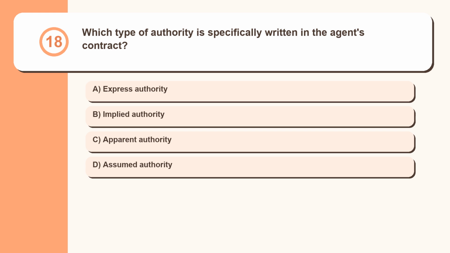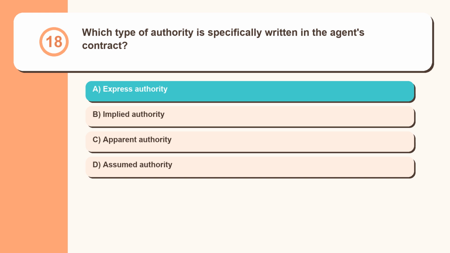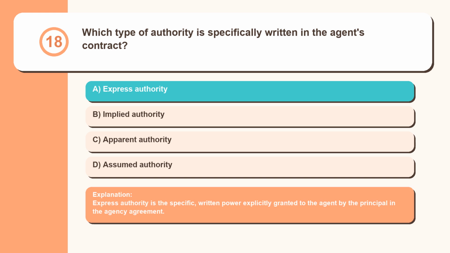Question 18. Which type of authority is specifically written in the agent's contract? Express authority, implied authority, apparent authority, assumed authority. Express authority is the specific, written power explicitly granted to the agent by the principal in the agency agreement.